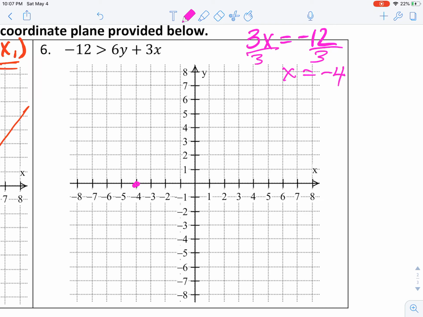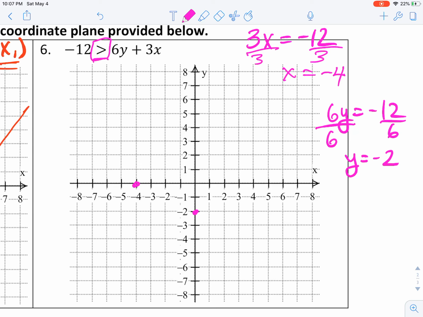I'm going to do the same thing, but this time cover up 3x. So 6y is going to equal negative 12. Divide by 6, and y is going to equal negative 2. So our y-intercept is at negative 2. So you guys can probably visualize where that line is going to go. But don't do anything yet, because what we have here is an inequality sign.